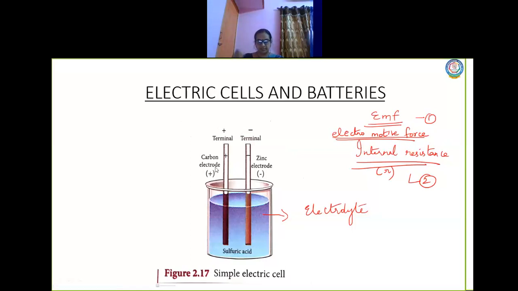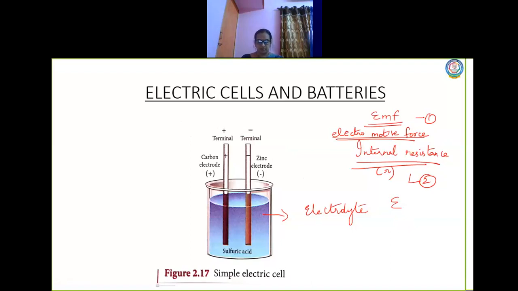Right. Now electromotive force determines the amount of work a battery or a cell does to move a certain amount of charge around the circuit. It is denoted by the symbol psi. So EMF is represented as psi, and this EMF is across the battery in an open circuit.